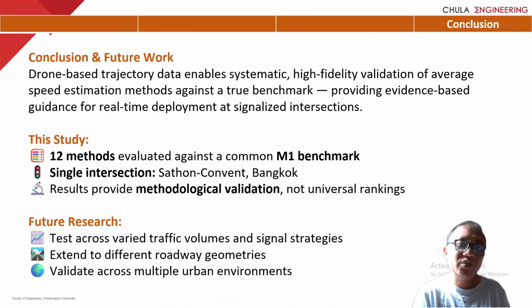These results provide methodological validation, not a universal ranking. Obviously, we have to take that into consideration. For future research, we can consider various types of traffic volume and signal strategies. We can extend our road geometry, use different types of road geometries, and validate across multiple urban environments so that we can actually build a universal ranking. Also consider overall average speed estimation strategies for generalized purposes.